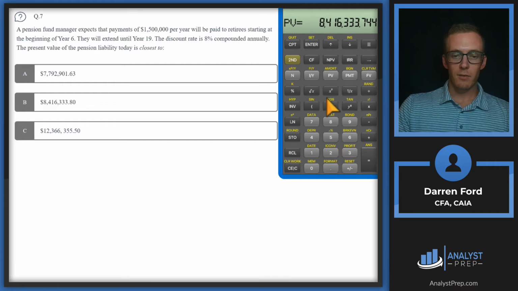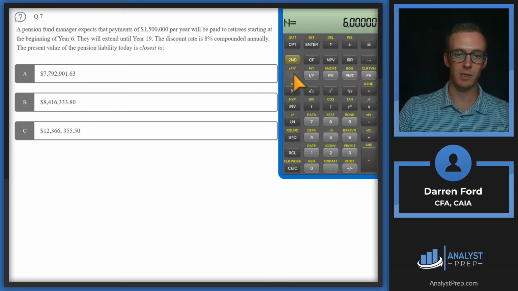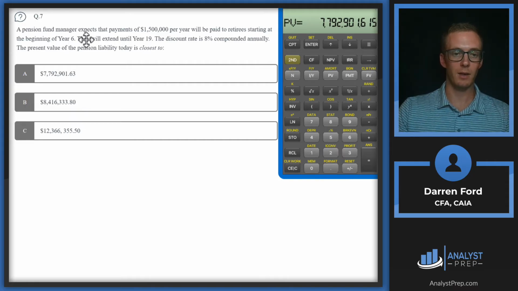So we need to be careful on the years that we do, though, because we're starting in the beginning of year 6, we're only compounding 5 years, so we need to make sure we have 5 as that N number. If we would have put 6 in here, you can see we would have calculated and got answer A. So just something to watch out for there. Because it's the beginning of year 6, we want to make sure we're only compounding 5 years.